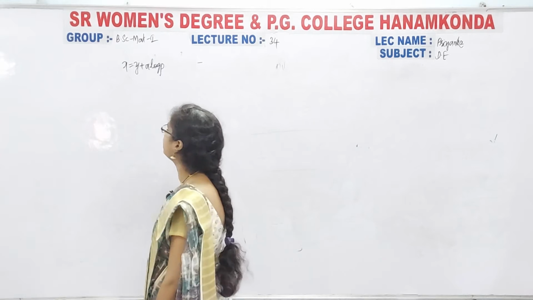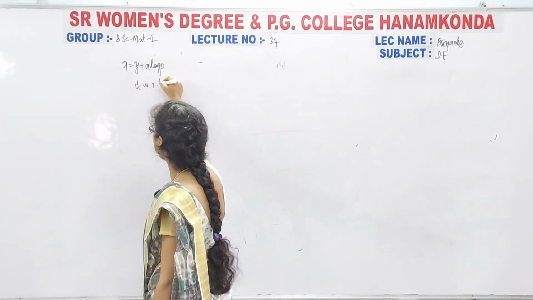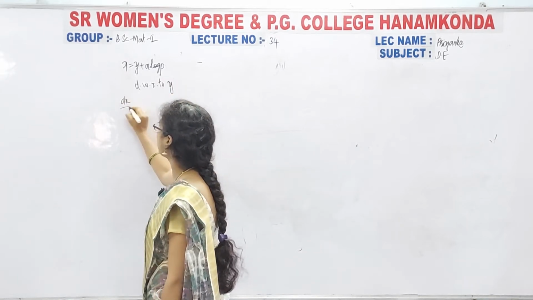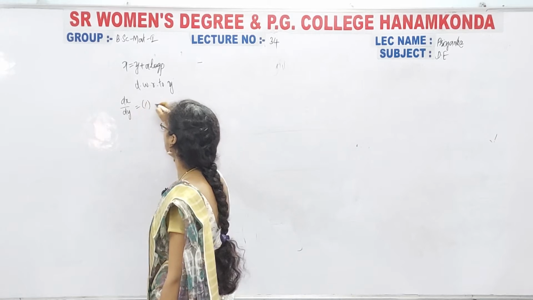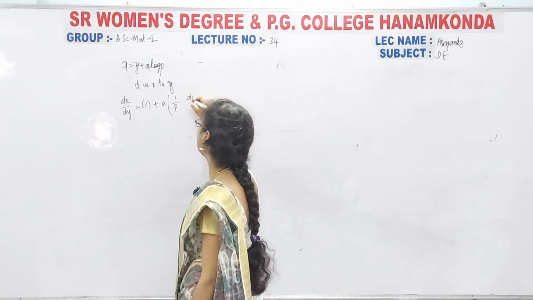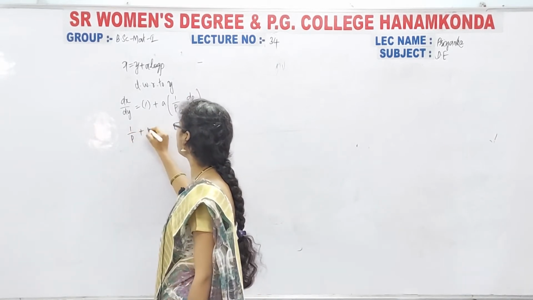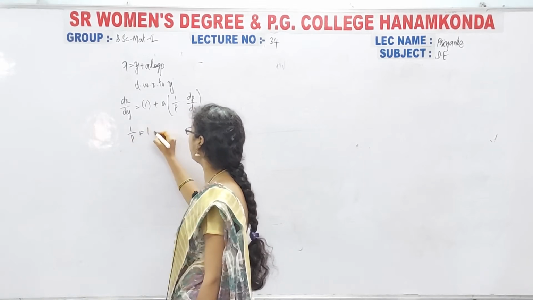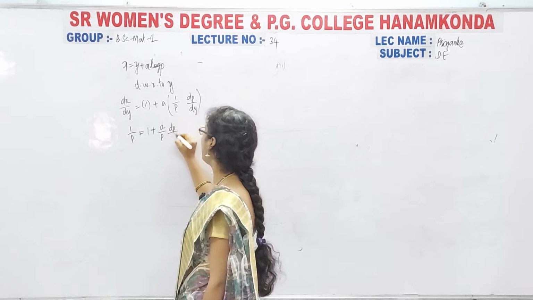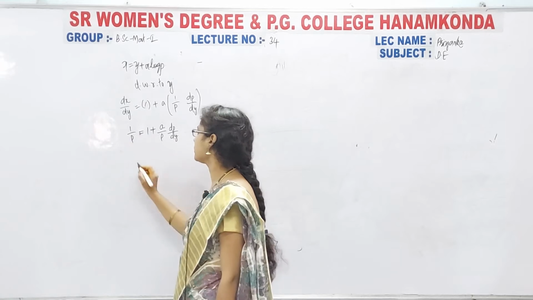Okay, so now directly they gave the value of x. Now what we have to do? We have to differentiate it with respect to y. Then we get dx by dy equal to 1 plus a of log p, which means 1 by p into dp by dy. So now here we get 1 by p equal to 1 plus a by p into dp by dy.